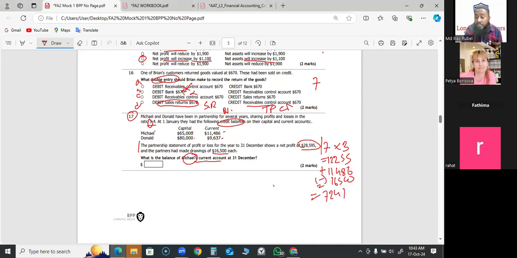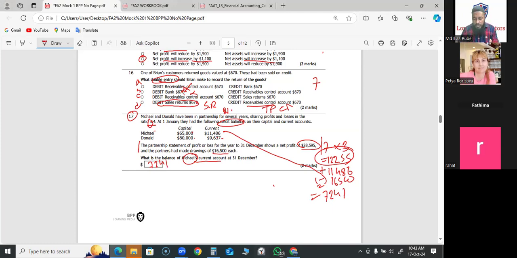At first we found the profit share. 12,255 belongs to Michael. Also 11,486, that also belongs to Michael. From that figure, we take away the drawings, and that leaves us 7,241. Hold on, you can argue that the drawings and interest on drawings both go into the current account. What items go into the current account?